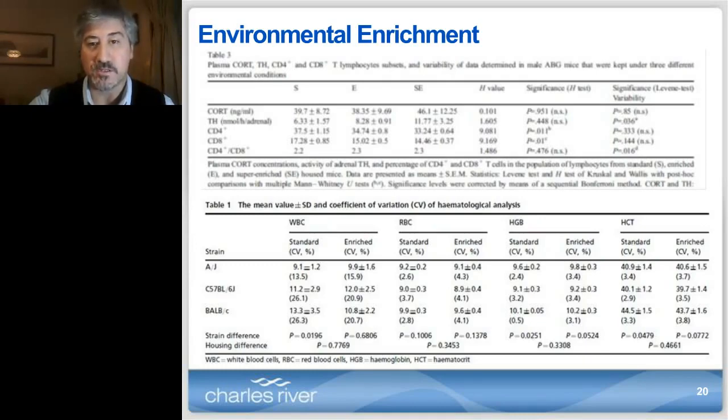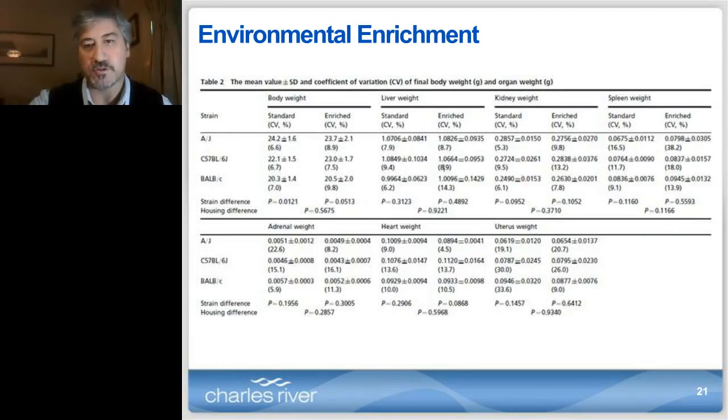parameters like white cells, red cells, hemoglobin, or the hematocrit of the animals. And in this case, they were using different strains like A strain, Black 6, or Balb C. And in this study, what they could see is that the effect of the genetic background, the strain, was significant in many cases, but not the housing, not the difference in the housing conditions, enriched versus non-enriched. Right? So this is again to illustrate that for some parameters it may have an impact, for some others it may not.